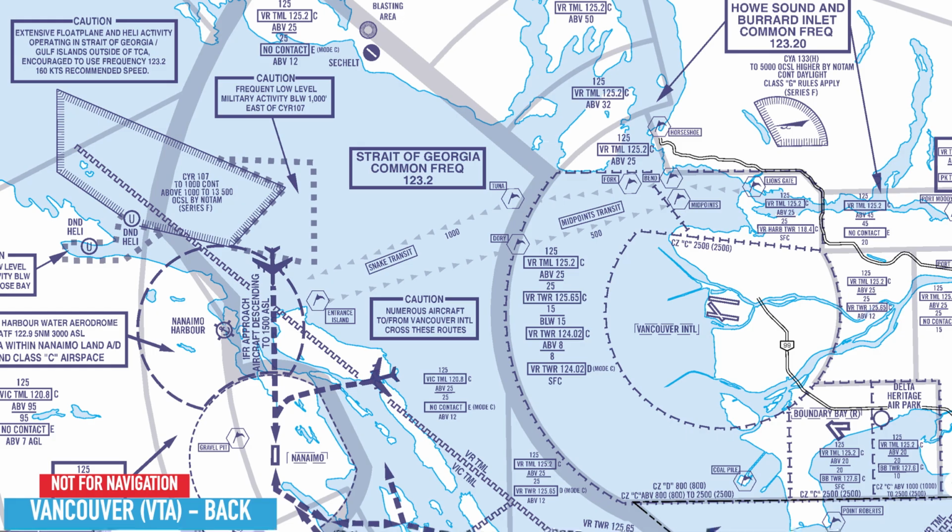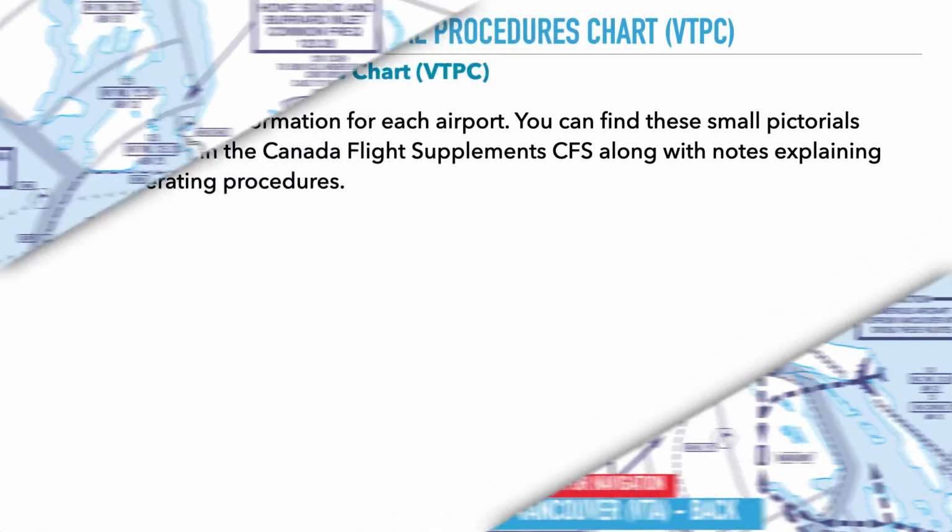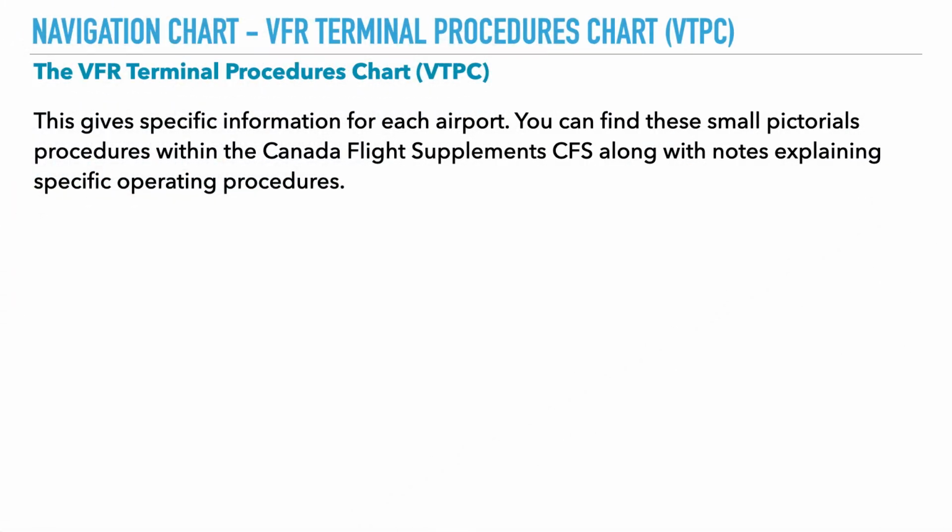This is the reverse side of the Vancouver VFR Terminal Area Chart, VTA. It shows similar information as the front side in simple blue and white colors, which makes it even easier to read. The next chart is the VFR Terminal Procedures Chart, VTPC.